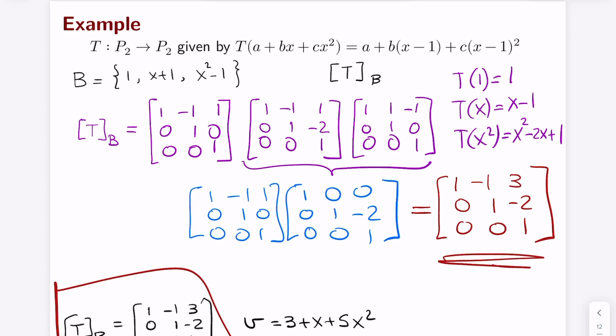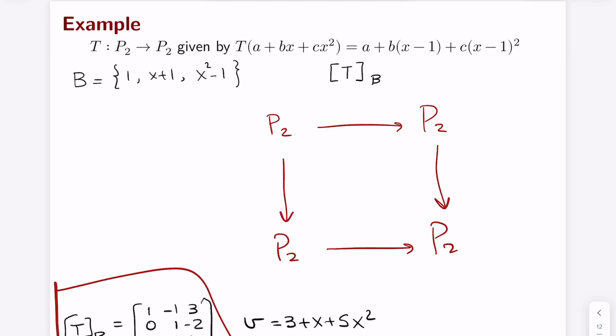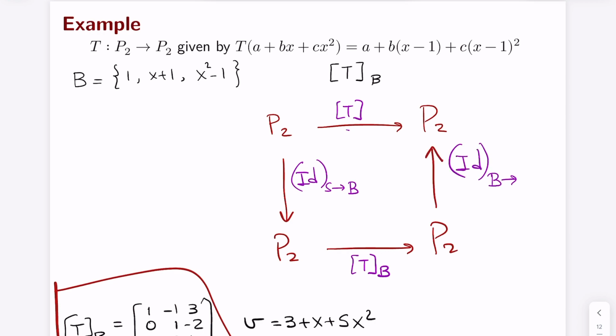So we have again 2 ways to calculate the matrix associated to a transformation in any basis. Looking at our diagram once more, we will have here the matrix associated in the standard basis. So on this side here will be the identity from the standard to B. If we want to write it in that direction, it will be the identity from B to the standard.